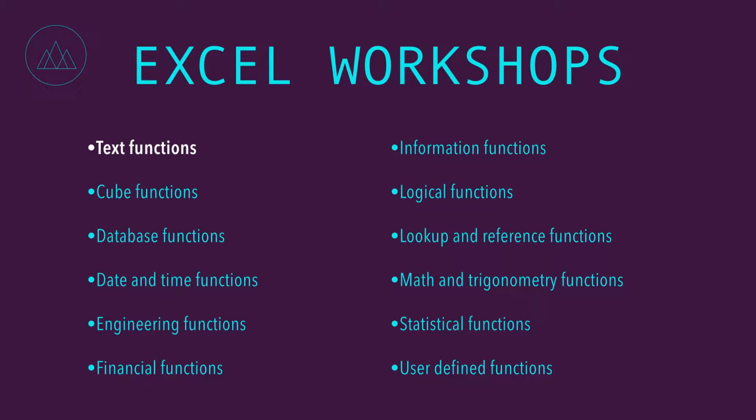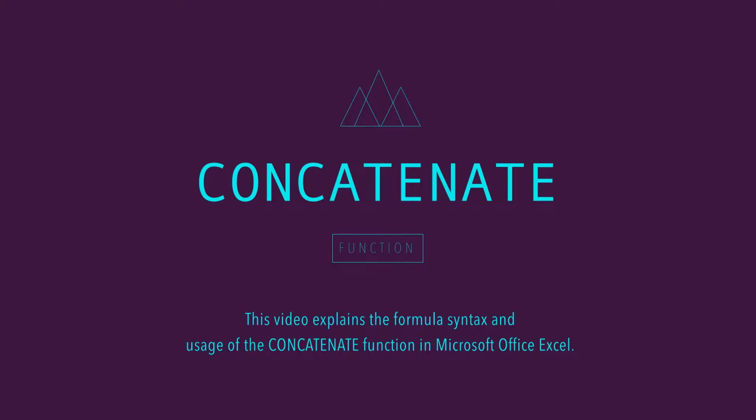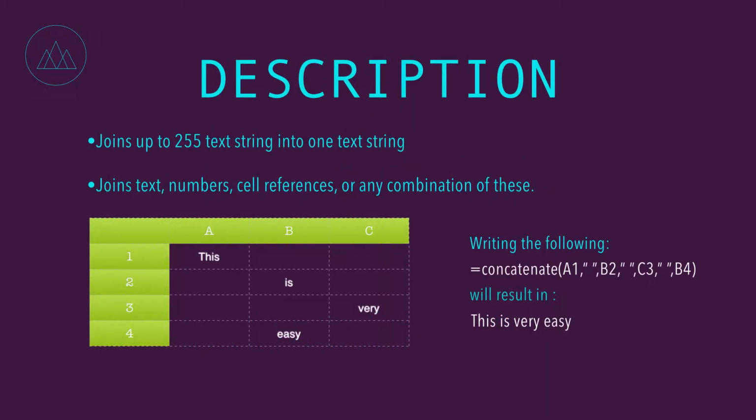The first workshop is on the text function. The first function we're going to look at is concatenate. Concatenate can join up to 255 text strings or items, or it could be any number, text, or cell reference. On the screen, you can see that we're using concatenate to merge cell A1, B2, C3, B4, and the result we get is this. It is very easy.